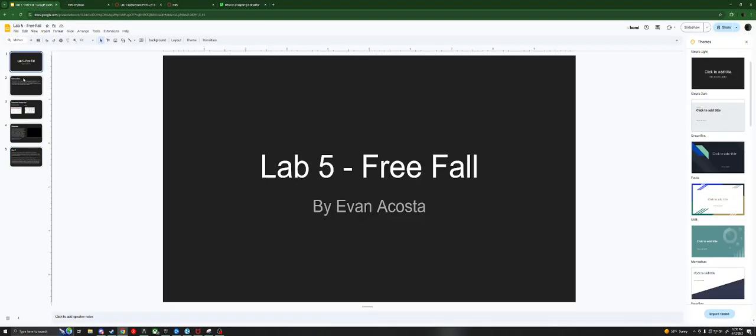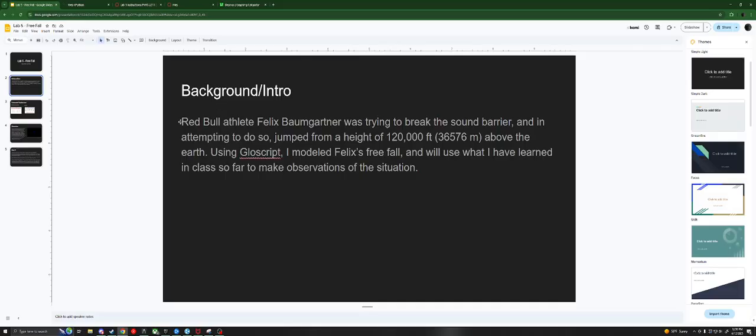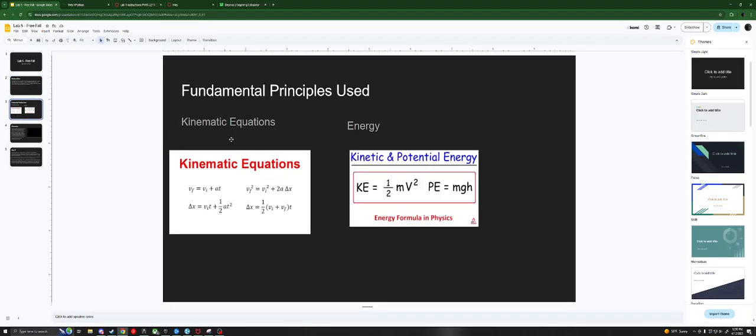First, a quick background intro. Red Bull athlete Felix Baumgartner was trying to break the sound barrier, and to do so, he jumped from 36,576 meters above the Earth. Using GlowScript, I modeled the free fall, and I'm going to observe it using what we've learned in class so far. The fundamental principles I used were kinematic equations, the velocity update formula and the position update formula, as well as kinetic and potential energy, to observe his motion and answer some what-if questions about his free fall.